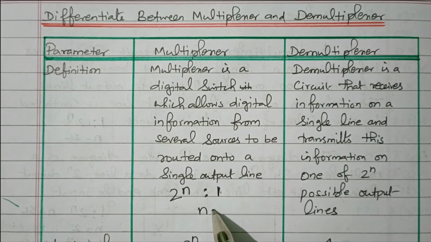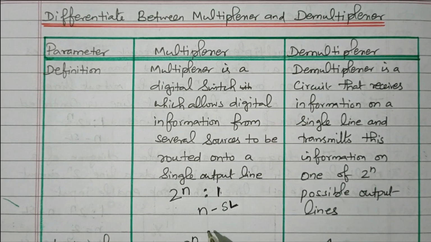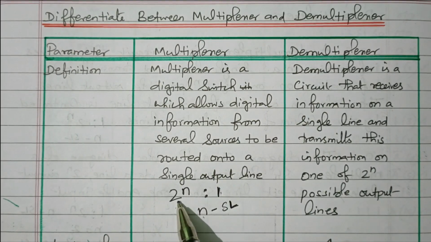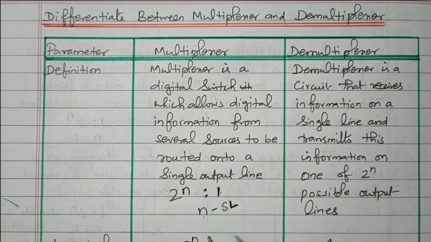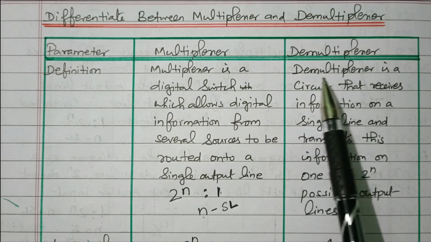In that what we need is n selection lines, right? So this n selection line will decide which of the inputs should be available at the output, right? This control is done by the selection line, right? 2 to the power n number of inputs, only one output, that is controlled by n selection lines. Then demultiplexer, that's the opposite.